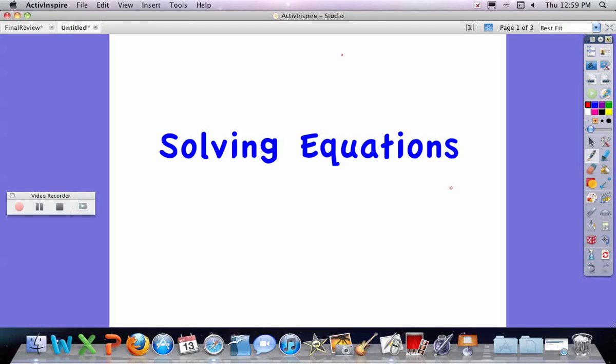Now we want to talk about solving equations. We've already talked about writing equations in slope-intercept form and how to solve for slope. Well, now what do we do once we have those equations and we need to solve for certain variables?